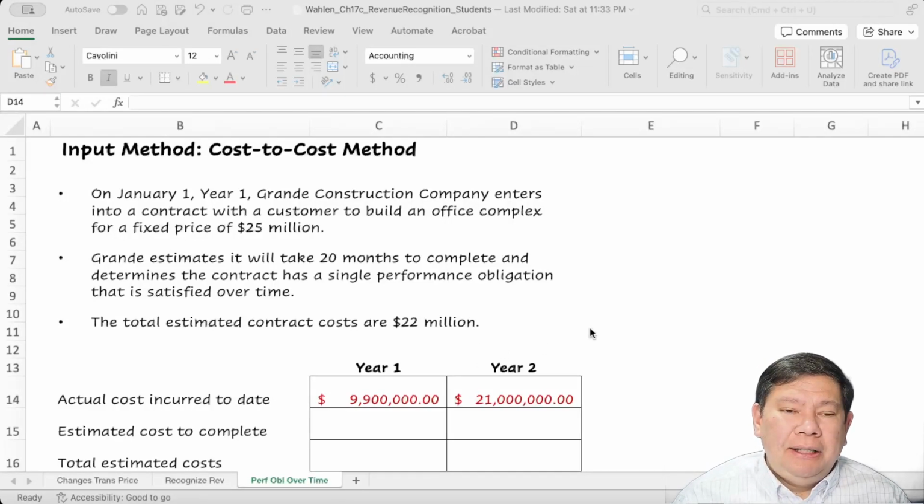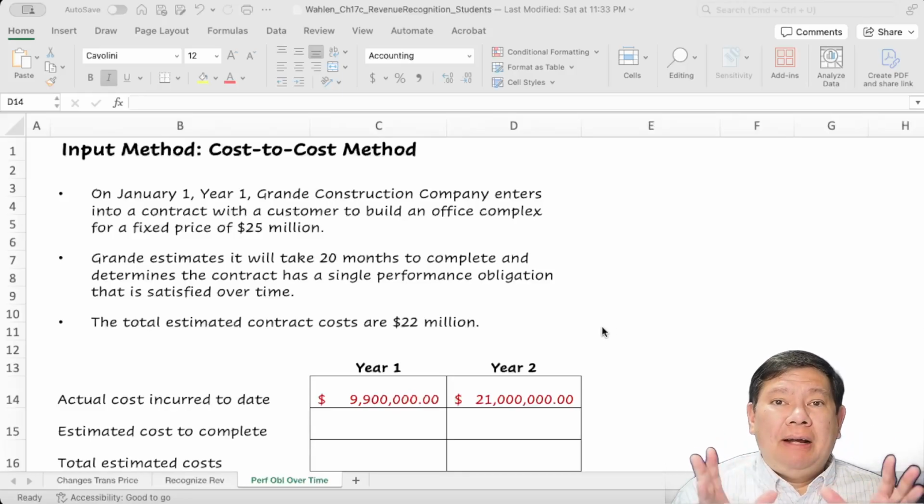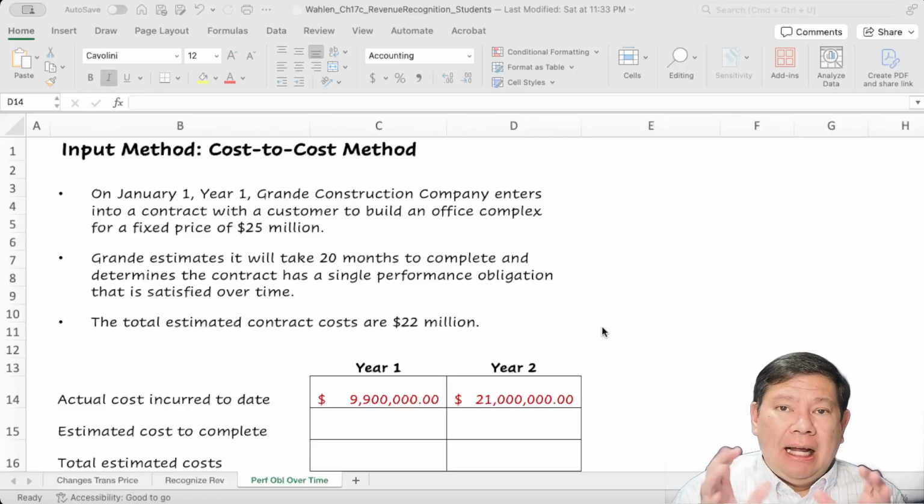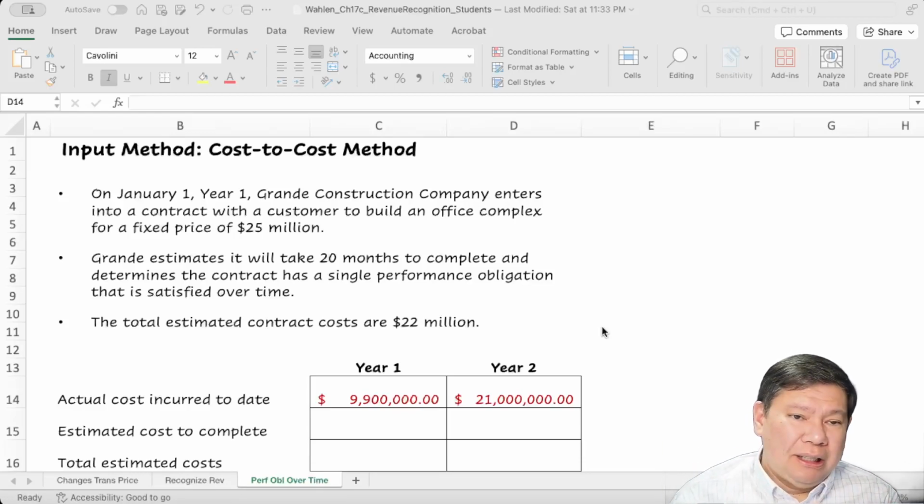Hello everyone, in this video we're going to talk about the input method, the cost-to-cost method. Revenue can be recognized at a point in time, like when you purchase a product from Amazon and Amazon delivers that product, the performance obligation has been met. Or it can be over time, like when you're building your house, it takes 6 months to build it, then the performance obligation is fulfilled over time.